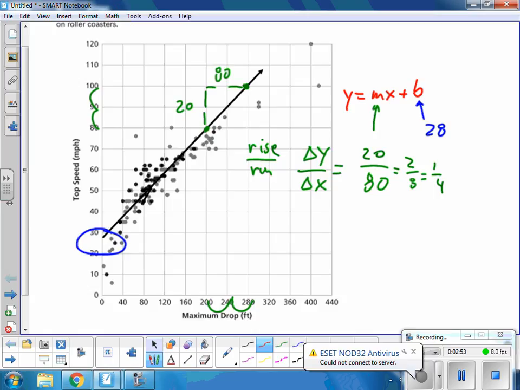So I can use that to create my equation: y equals my slope, which is 1/4, x plus my y-intercept, which is 28. I get my slope from my rise over run, and I get my y-intercept from where it crosses the y-axis. I hope this helps you in getting an equation to a model.